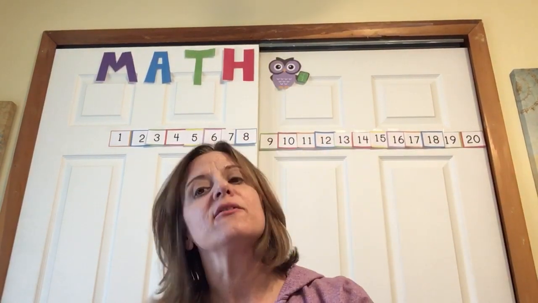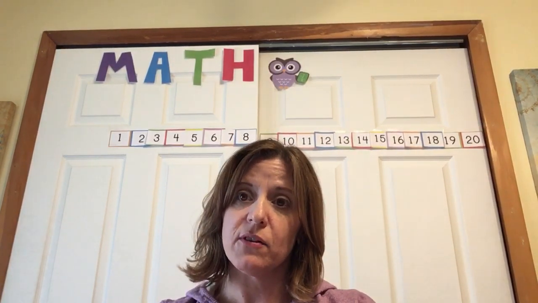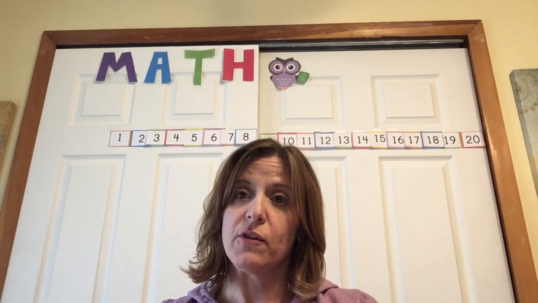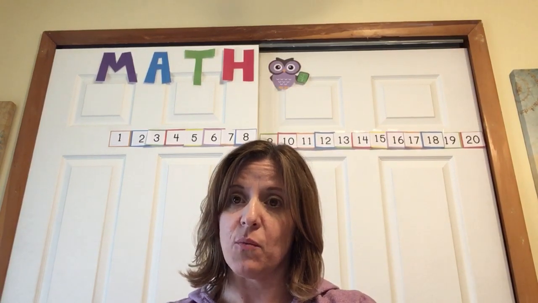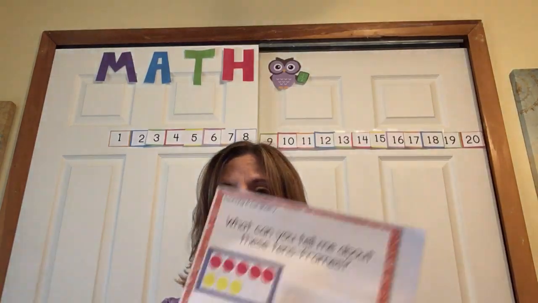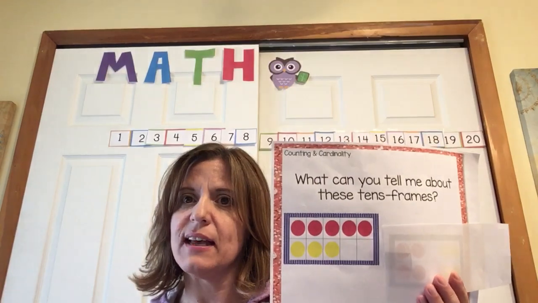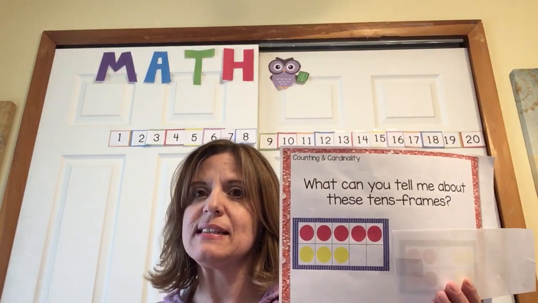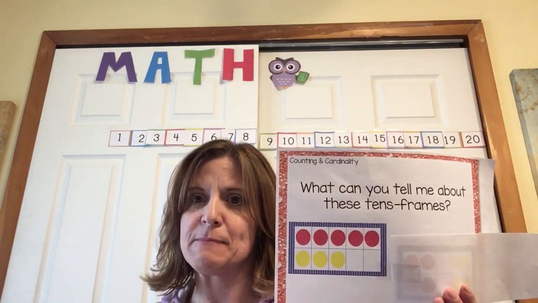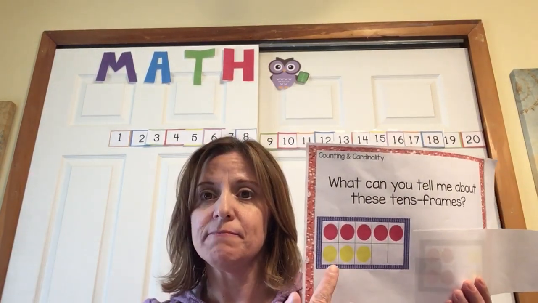The second 10 frame is divided into 2 parts. So I put a sheet of paper over one of them just so we can focus on one 10 frame and not both of them at the same time. So here they are. It says, what can you tell me about these 10 frames? First of all, I have my first one here.